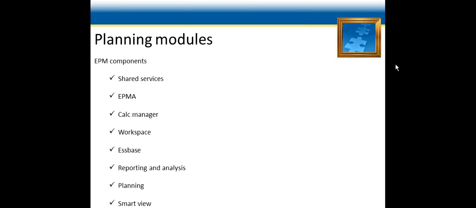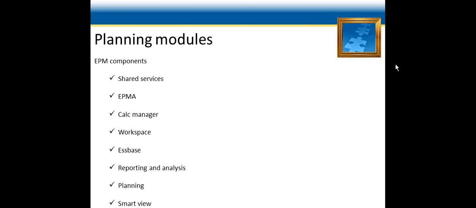Planning modules. So here are the planning modules for the EPM component. The first module is Shared Services. Shared Services enables you to provision users from external systems to Hyperion products and to share data and metadata along planning applications or between planning and other Hyperion products.